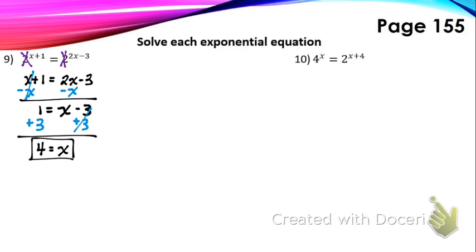Last one. We'll keep practicing with this tomorrow, but I want to look at one more. Number 10. What are my bases? 4 and 2. Which one's smaller? 2 to what power gives me 4? 2 squared gives me 4. So I'm going to rewrite this one as 2 squared, but then it still has a power of x on it.